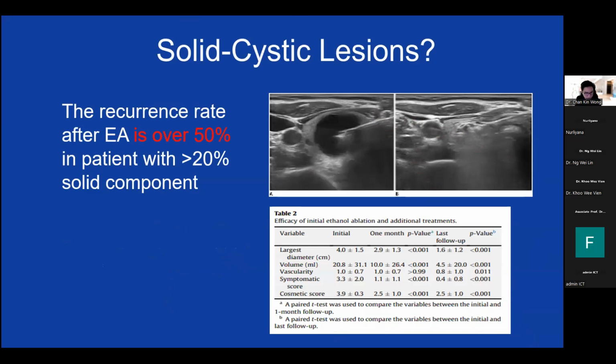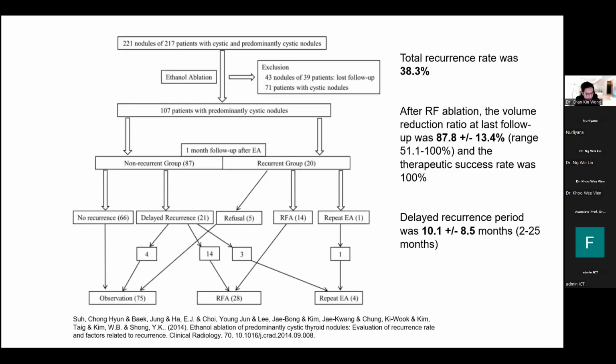If you only do ethanol ablation in solid cystic lesions, the recurrence rate is generally over 50%. There's a study done by Sue, Chong, Hyun, and Wei. They had a total of 221 nodules in 217 patients, some were excluded, and they ended up with 107 patients with predominantly cystic nodules. After ethanol ablation, 87 had no recurrence and 20 had recurrence. However, of these 87, 21 developed delayed recurrence. These two numbers make up about 38.3% recurrence rate.